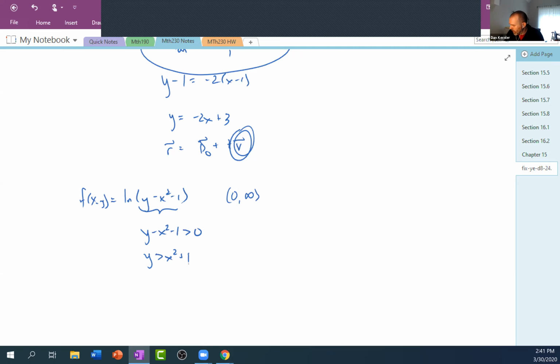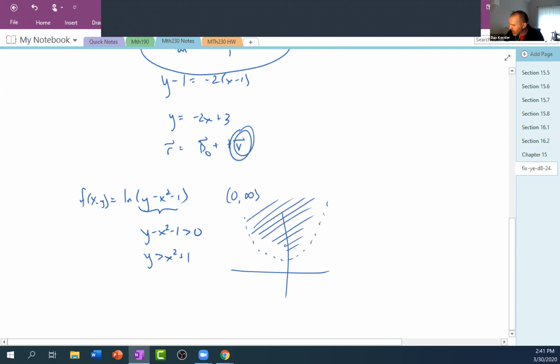And so you can think of the graph, x squared plus 1, parabola shifted up 1. I should have done a dotted line there. That's a terrible parabola. But everything up here will be in the domain. That function will be continuous for all those points above that parabola. And so you can just pick any point above there and it will work. If you plug it in, you'll get a number where it'll be defined.